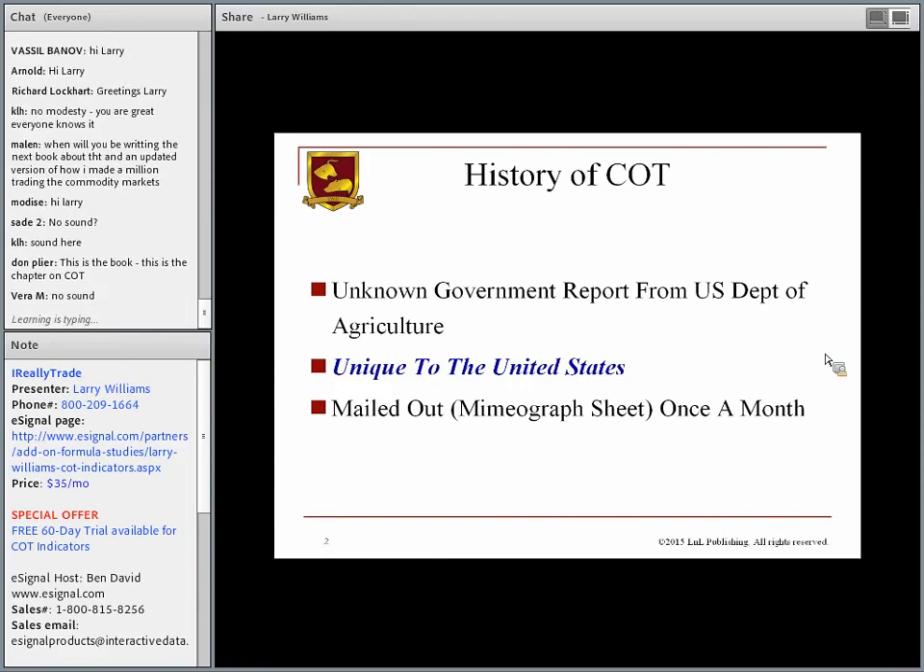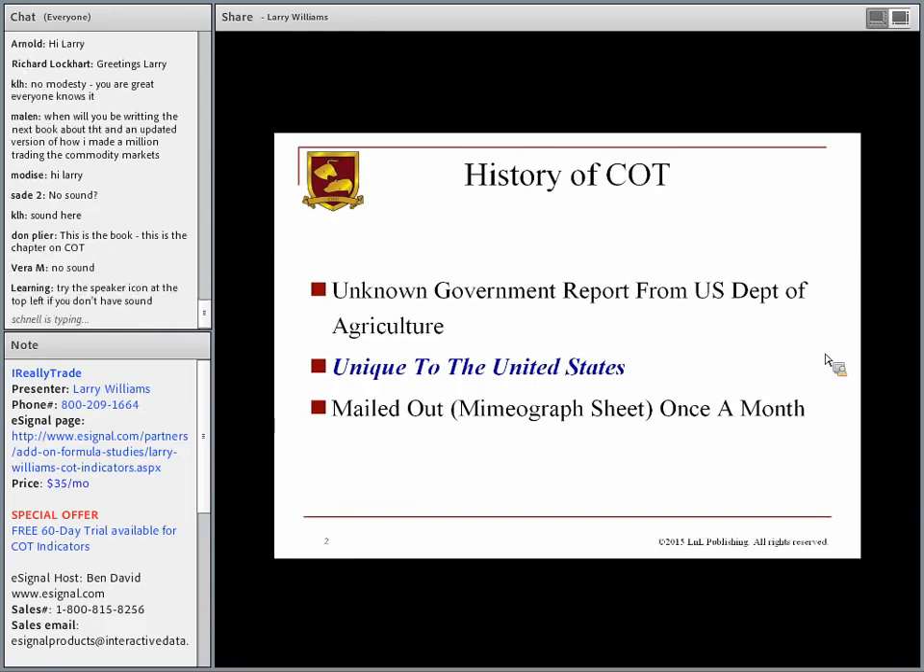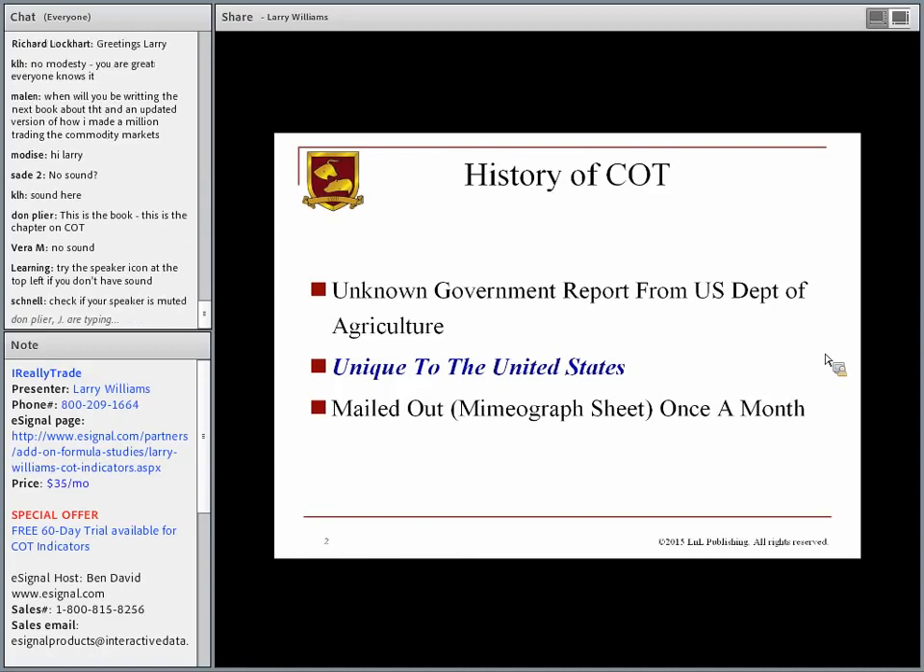It is unique to the United States. There's a loosely similar report in Japan for the stock market, but it's erratic and it's really nothing like this at all. So we're really blessed to have it.